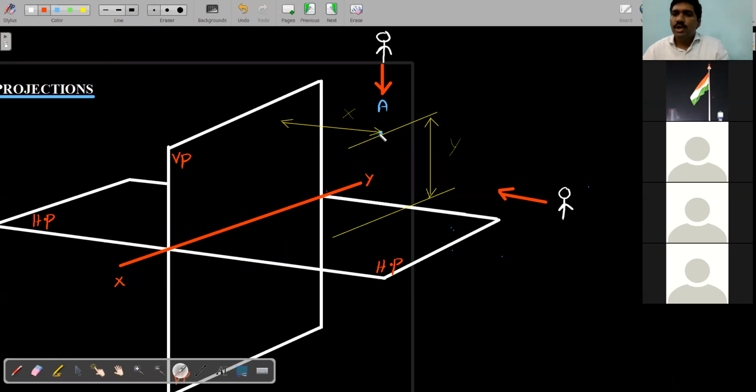In the front view this Y is visible, in the top view this X is visible. Now we shall draw the projections. What is the meaning of projections? Projections in the sense we have to project this distance.